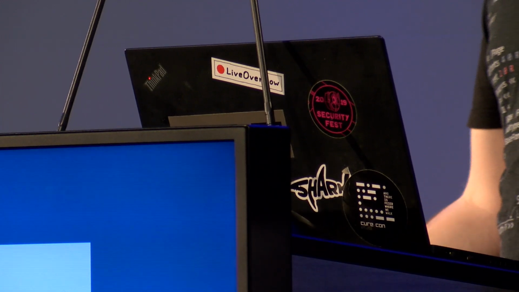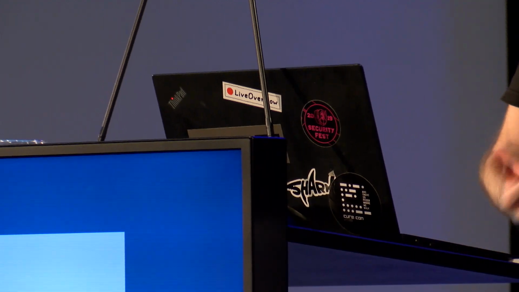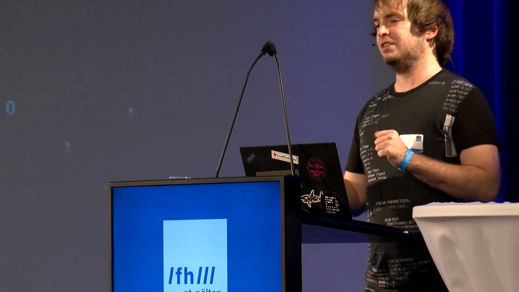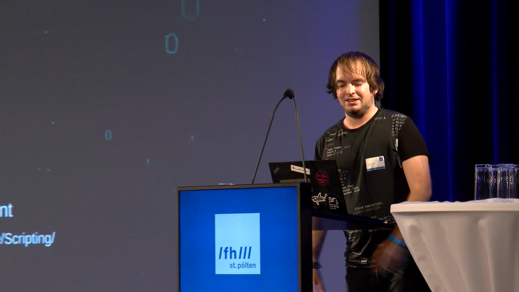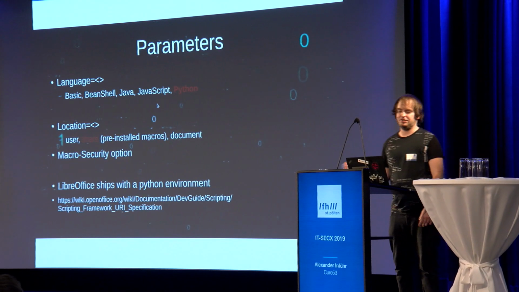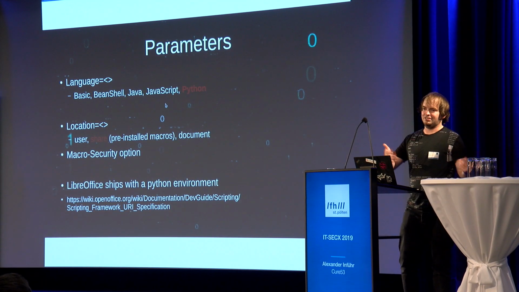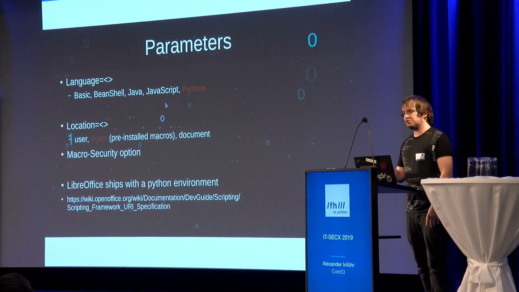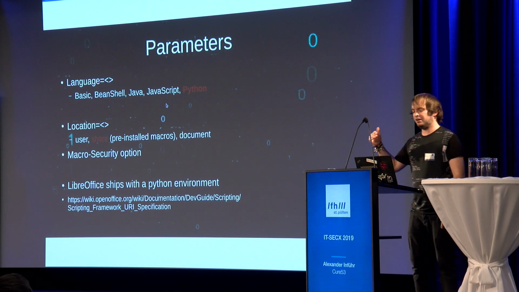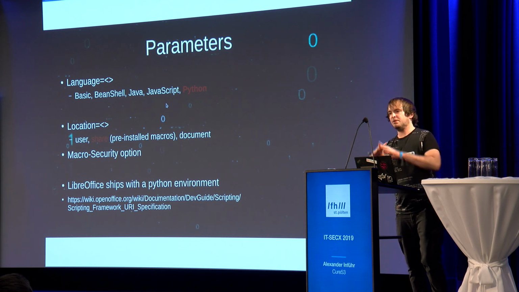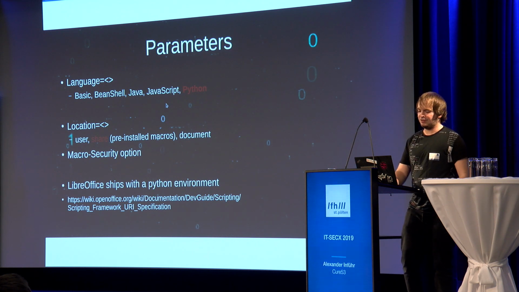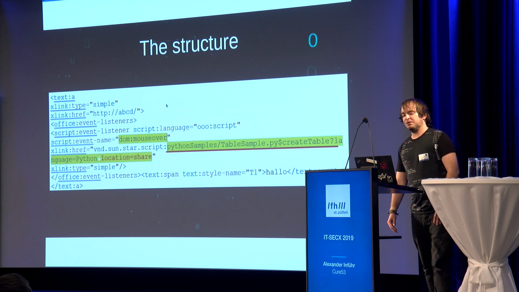And then the location parameter is also really important. There is user, share, and document. User is just when you have your own macros in your user profile. Then there is share, which means you want to use one of the pre-installed macros. And then there is document. Document means the macro is inside the document. And when you use share, at least in the past, it didn't matter how high the macro security option was set. It would execute the macro. So there was no warning dialog or anything. When you use location share, the macro will get executed, which is awesome.